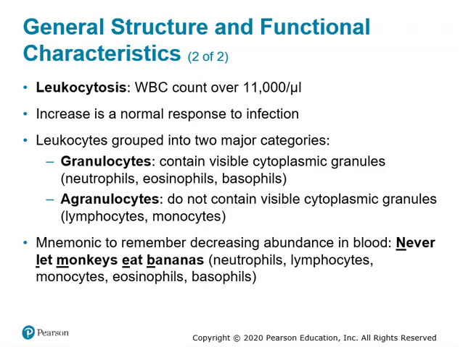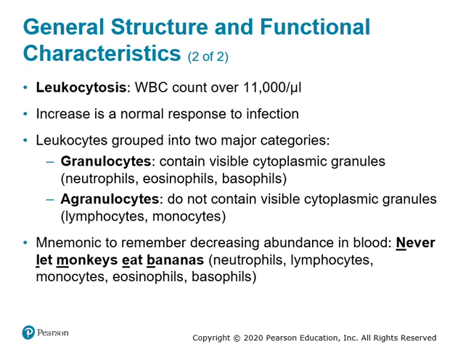Alright, let's take a closer look at white blood cells. First, let's start with what is leukocytosis? Well, it's a white blood cell count over 11,000 cells per microliter of blood. Now, this increase is a normal response to an infection. And when we're talking about white blood cells, we're actually looking at two major groups, but 5 cells.